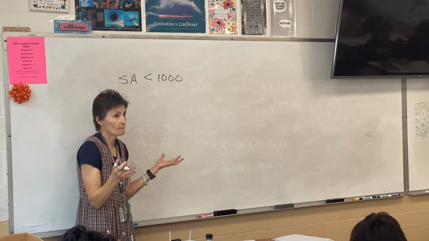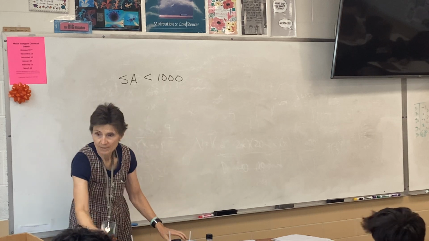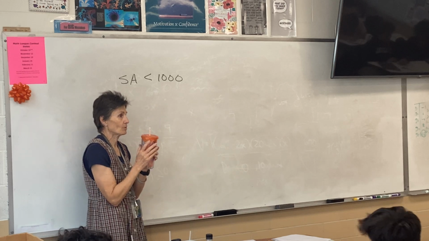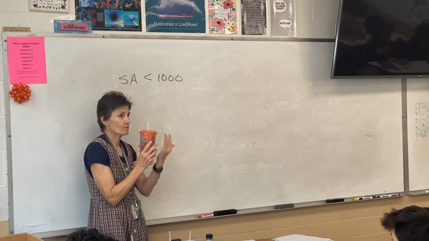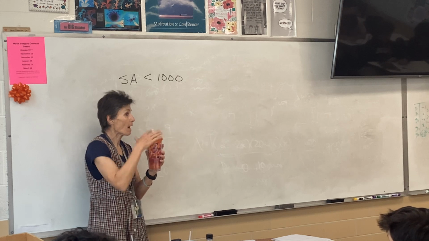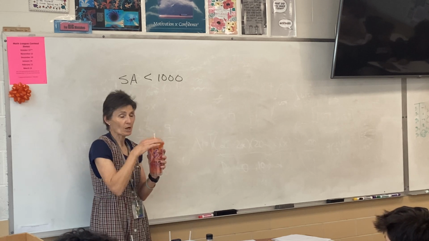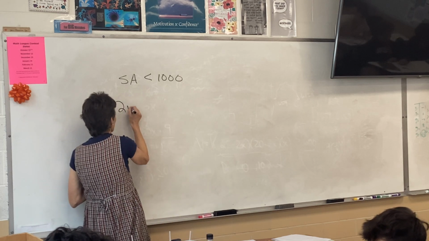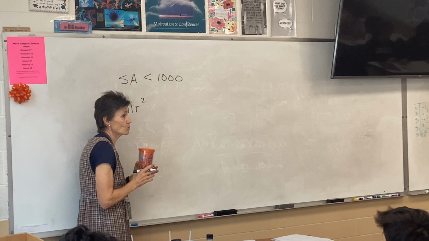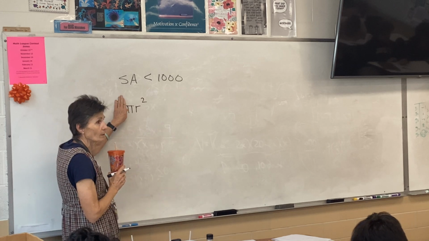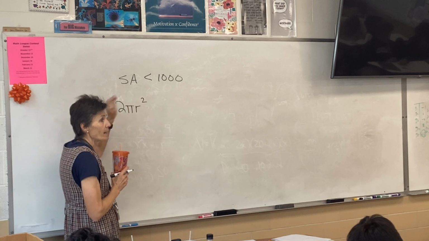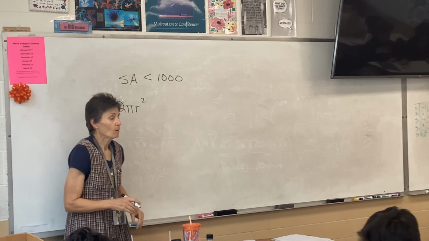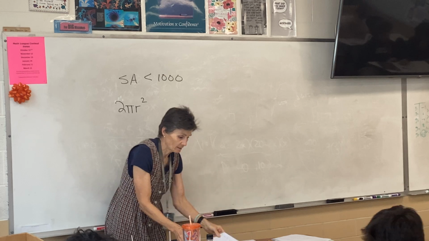So let's talk about a cylinder. This is as close as I can get to a cylinder. Surface area of the cylinder is all the material that's required to make it. So it has a top and a bottom, right? And what's the shape of the top and the bottom? Circles. So we've got 2 pi r squared. Pi r squared is a circle area, and I have 2 of them, the top and the bottom. Right? Now, what about the sides of the cylinder?